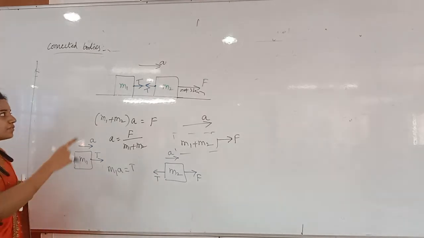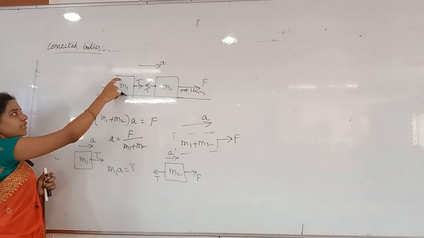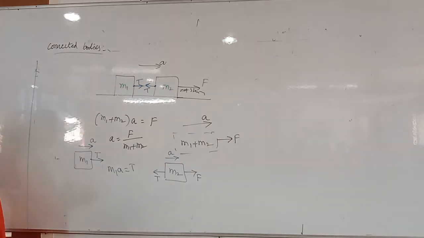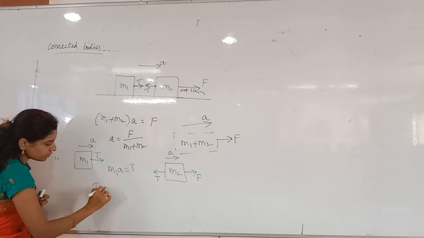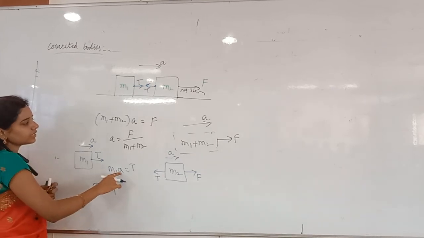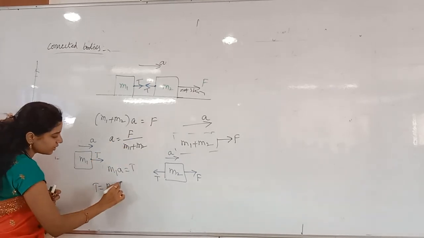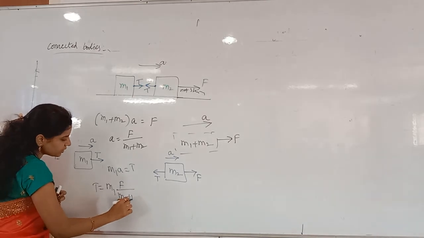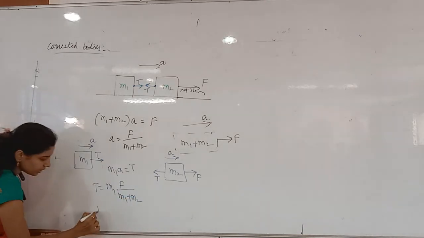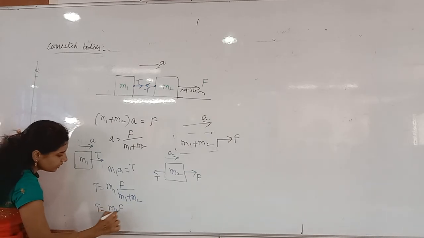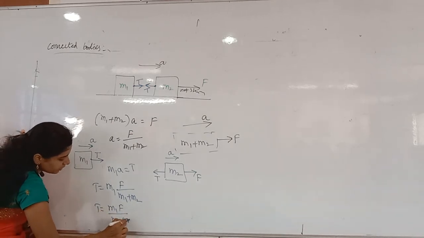And also in the case of strings connected bodies, you take the last body only. Then here M1A is equal to T, then T is equal to M1 into what is the acceleration I got? Acceleration is equal to F by M1 plus M2. This is the tension I got. So clearly I can write, T is equal to M1 F by M1 plus M2.